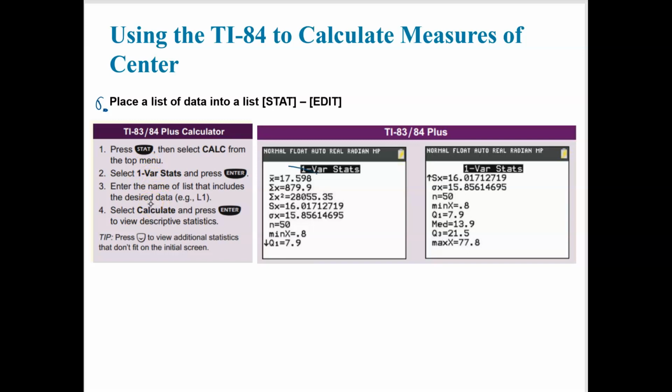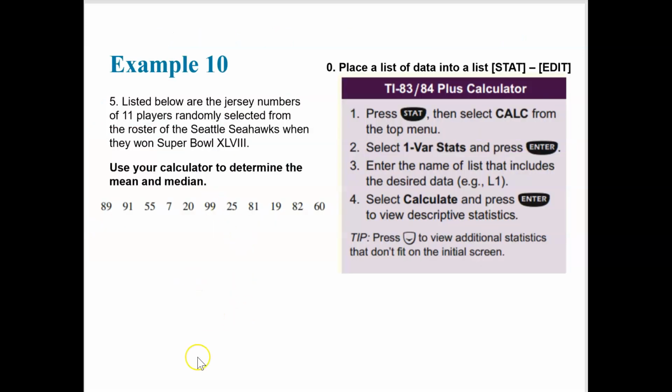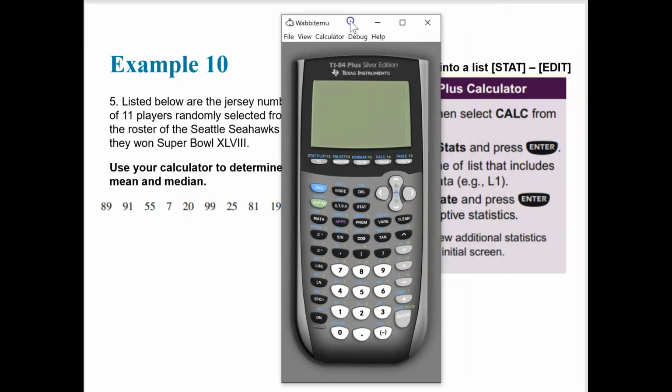And then look at that X bar, we know what that guy is. And look at that median. And there's some other stuff in there we might want too, but for now, we can get the mean and the median. So let's do an example. So these are the Jersey numbers. So let's go ahead and enter the data into a list.